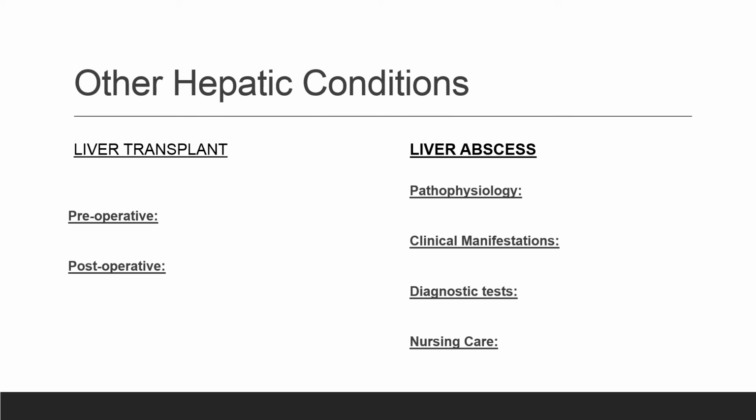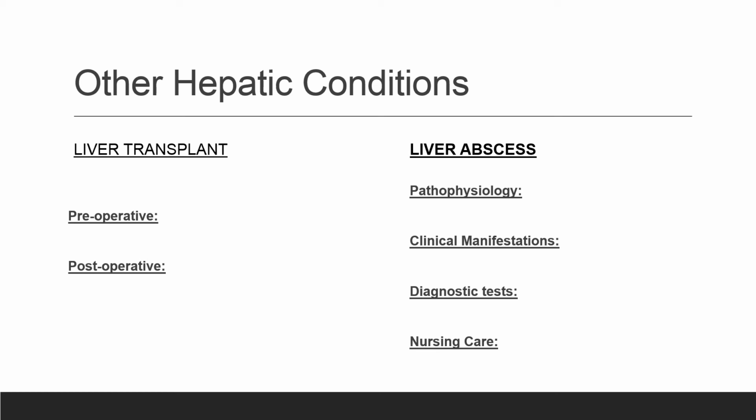Liver abscesses is another hepatic condition. It may be amoebic, which often occurs in developing countries due to poor sanitation and hygiene. Or it may be pyrogenic, and this is often seen in more developed countries, such as the United States.